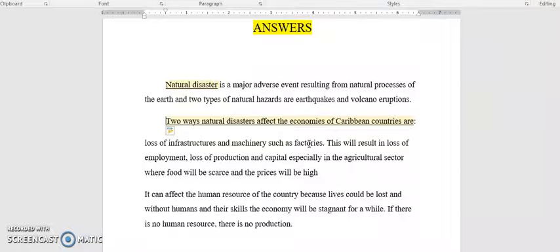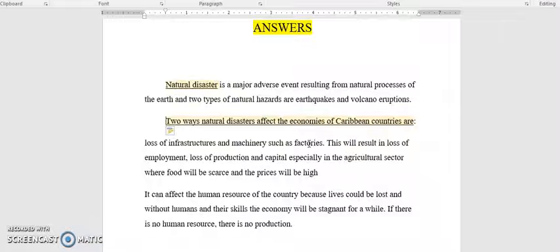And we know that if the infrastructure is destroyed, if the equipment are destroyed, then this will result in loss of employment. There's no building, there's no operation going on, right? So persons will lose their job. Also, this can cause loss of production and capital, especially in the agricultural sector, where food will become scarce and the prices will be high.